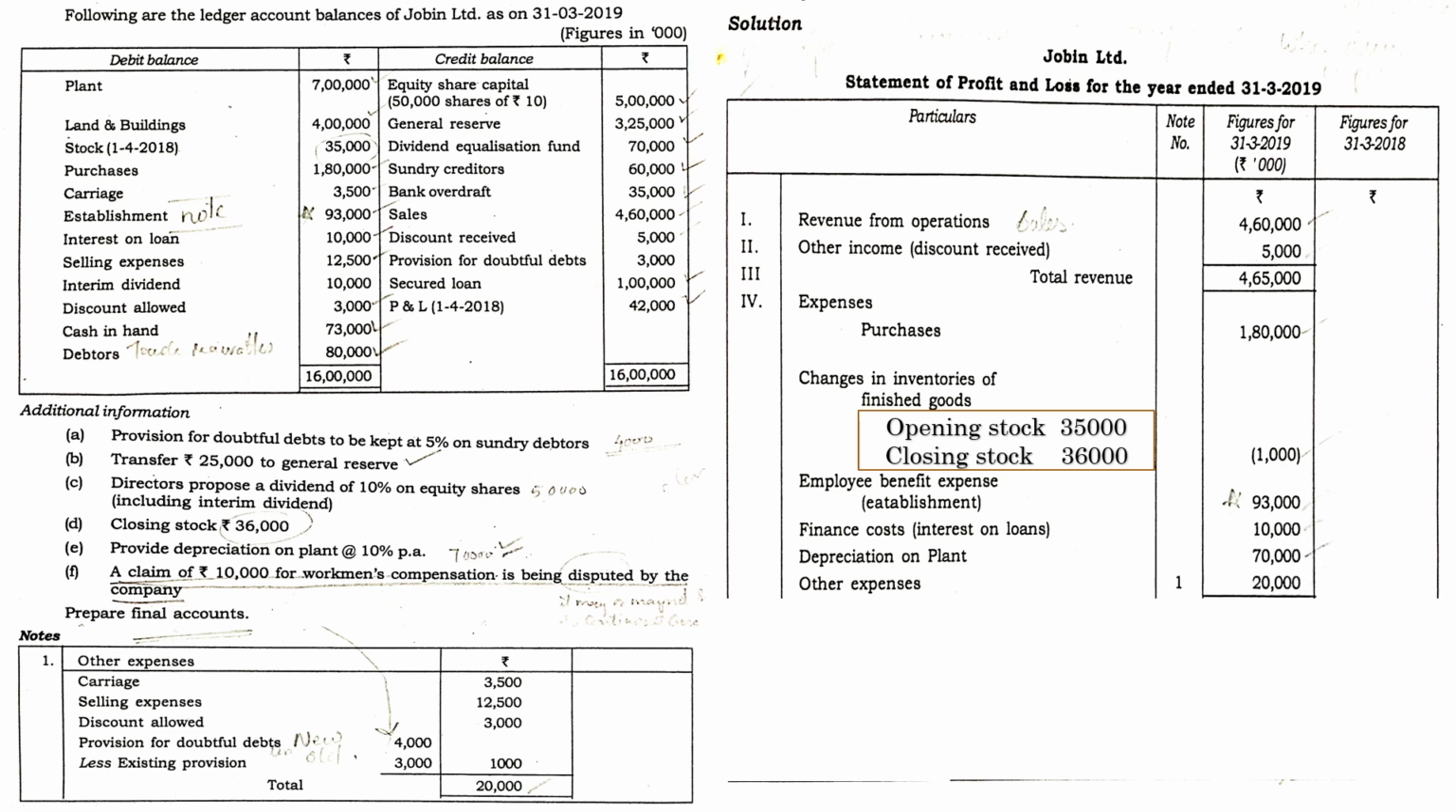So right now we have dealt with almost all the incomes and expenses. Now take the difference between the total revenue and total expenses. Total revenue is 4,65,000. Total expenses is 3,72,000. So you will get profit before tax during the period as 93,000. And next you need to adjust tax.